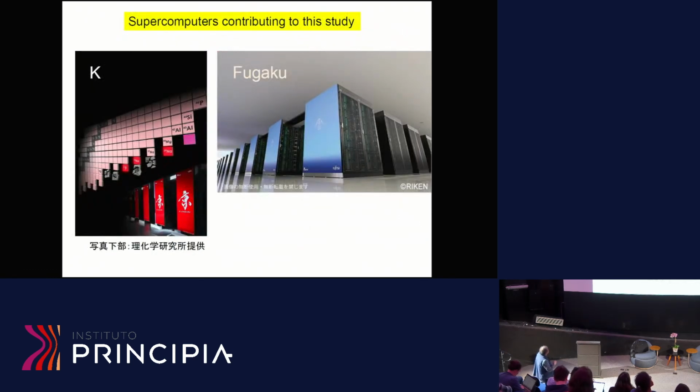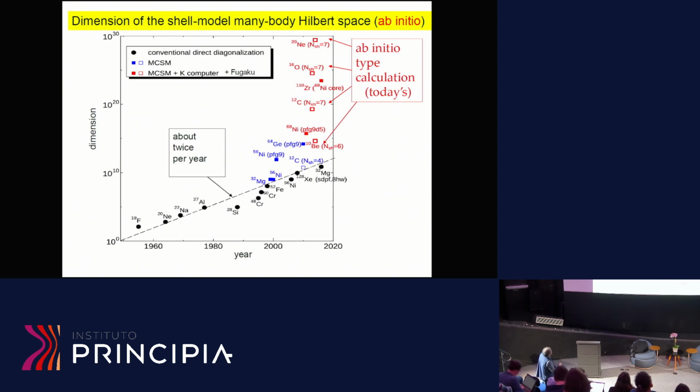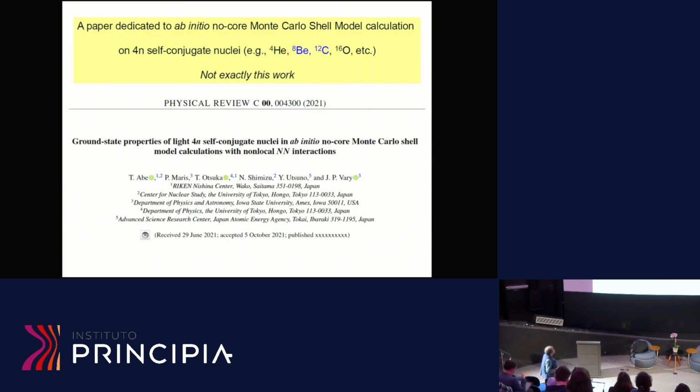The calculation has been done with those supercomputers, and this is the dimension of those problems, shown as a function of year. When the shell model started, it was very small, but those are sd shell nuclei, pf shell nuclei, and then we come to ab initio no-core calculations. Carbon-12 and oxygen-16 need huge Hilbert space, and our Monte Carlo shell model can deal with those problems.